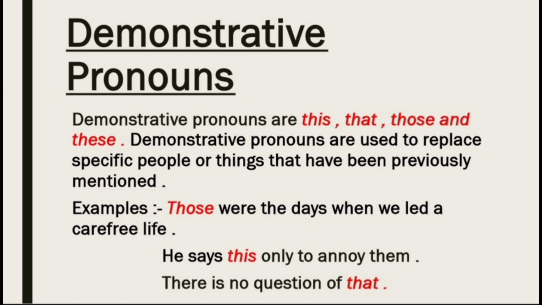So this, that, those, these become demonstrative adjectives when they appear just before nouns. For example, this pen, those girls, this cat. So therefore when they occur just near a noun, they become demonstrative adjectives.